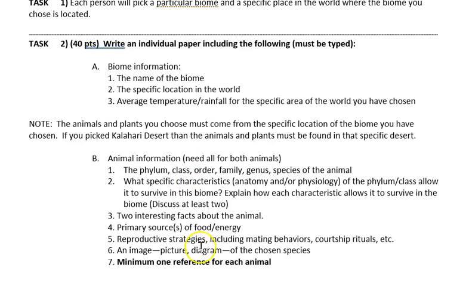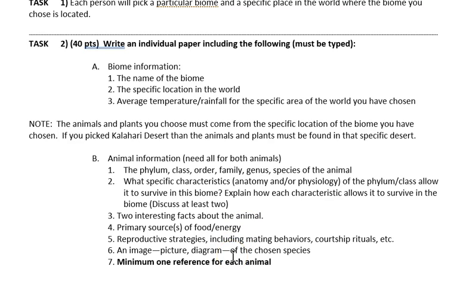Okay, so what you're going to do, and you're going to write this out in normal paragraph form, is you're going to do two sections, one on each animal. You're going to give the phylum, class, order, family, genus, and species of the animal, and specific characteristics of the phylum that allow it to survive in the biome. So in the lab on animals, you're going to look at different characteristics that different phyla have. You're going to need to explain something unique, physiology-wise or anatomy-wise, that allows that animal to survive in that biome. Then two interesting facts about the animal, its primary source of food energy, and how they reproduce.